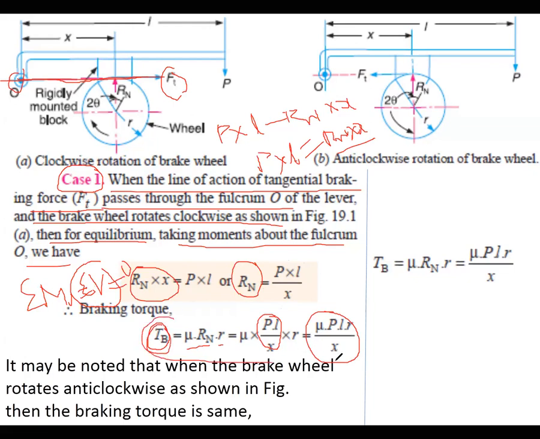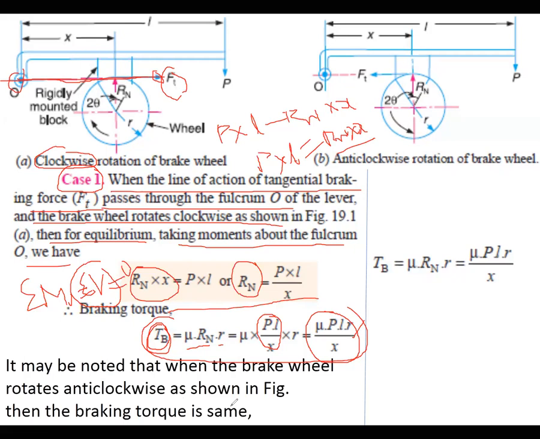This is the formula for braking torque when the wheel is rotating in the clockwise direction. Please note that. This is one kind of formula, and the formula is helpful to us while solving problems. So everyone has to remember this formula and this statement also, clockwise direction, and make sure that this is the case when the frictional torque is passing along the axis of the fulcrum.